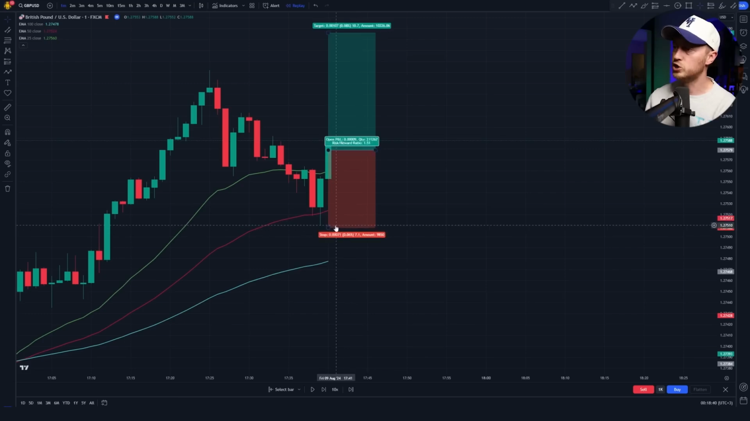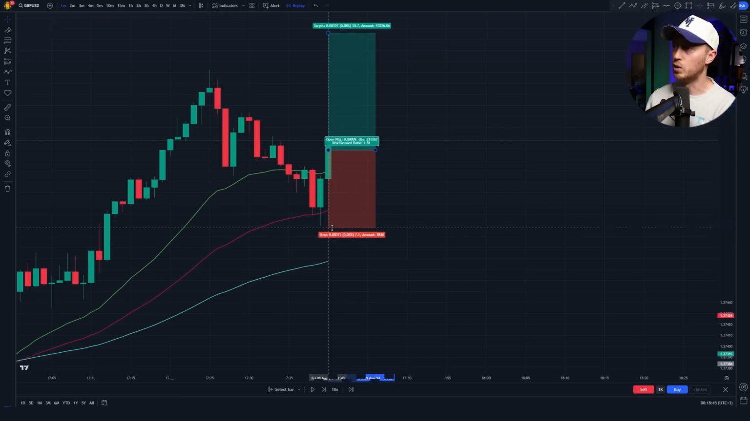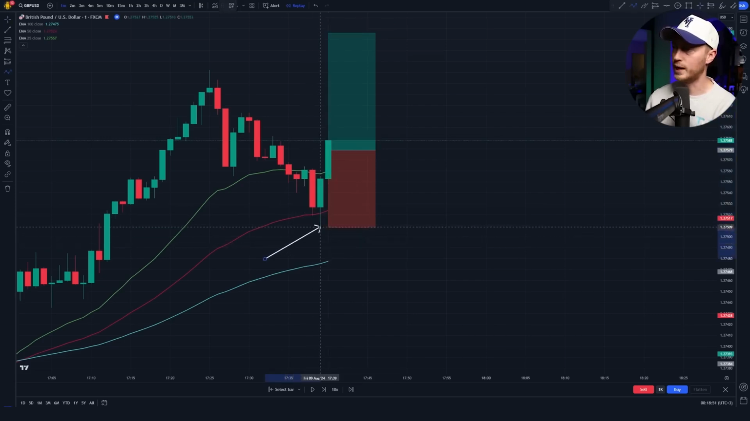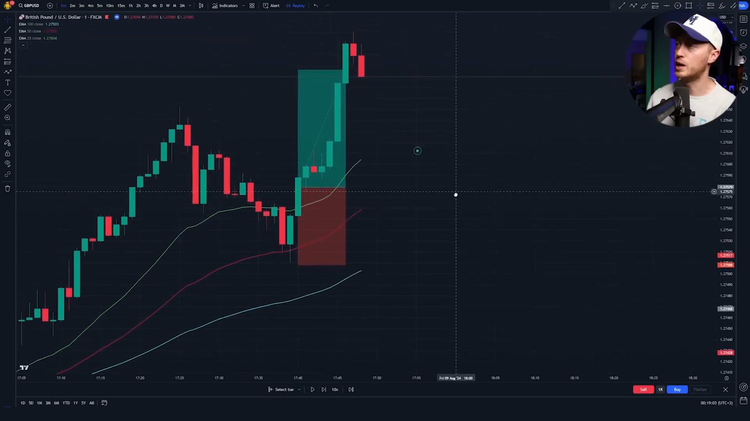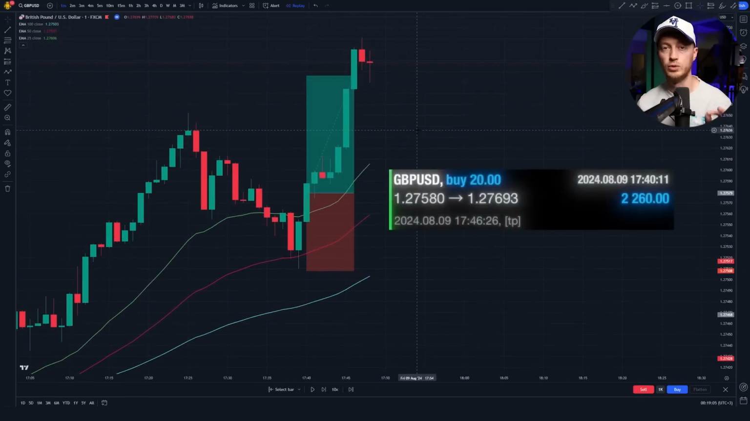As for my stop loss, you can see my stop loss. I have it below the red band right here. You could have it below a wick as well. It could be below this wick. I'm generally just putting it below the red band. That's the 50 period moving average. Now, at this point, I'm in the trade. Price pushes up and I smash my take profit for over $2,000.